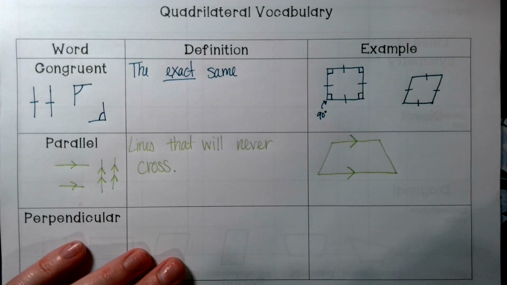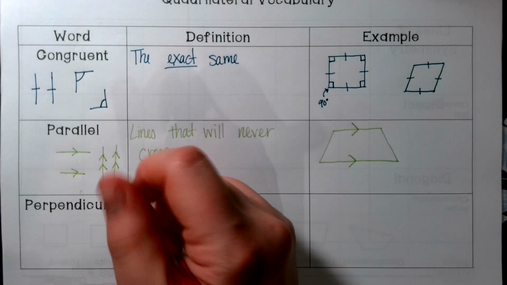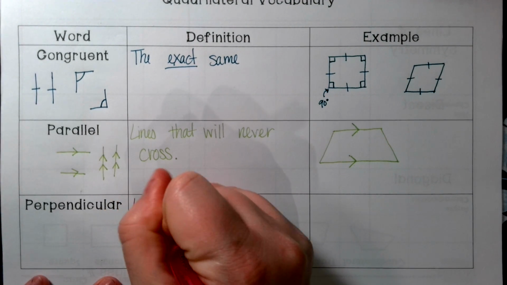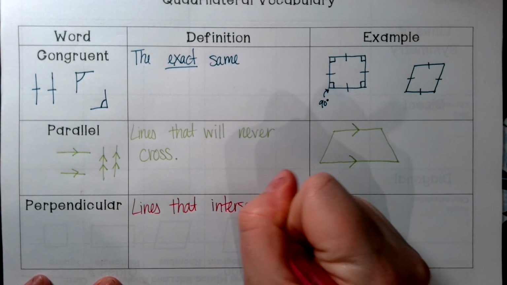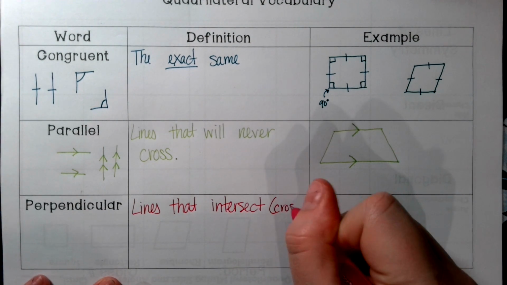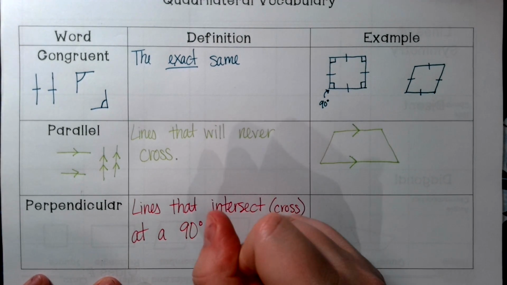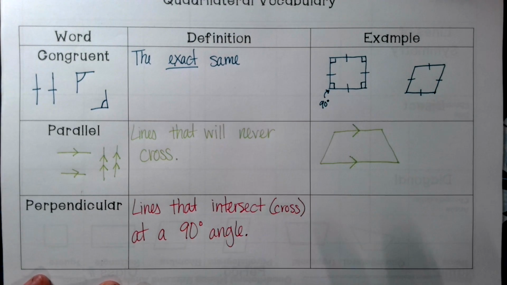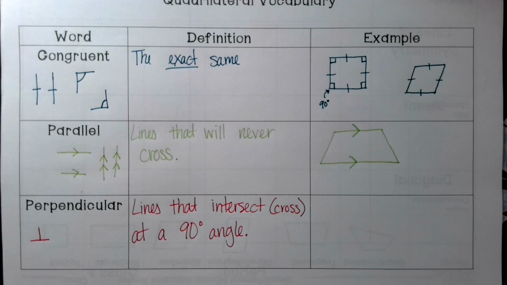Our next word is perpendicular. Perpendicular means that we have lines that intersect or cross at a 90-degree angle. So the mathematical symbol for perpendicular looks like this. That sign means that things are perpendicular.